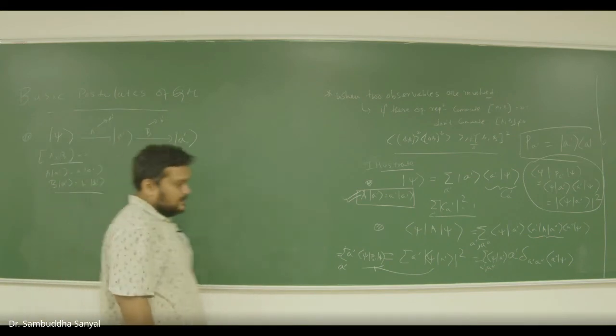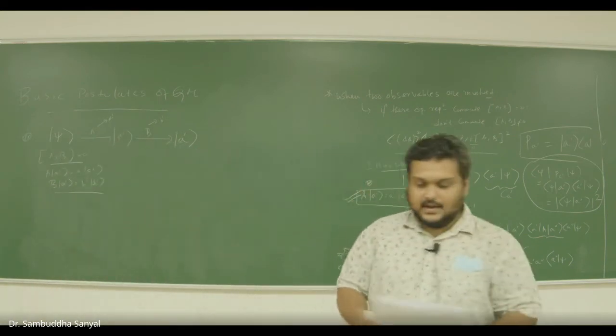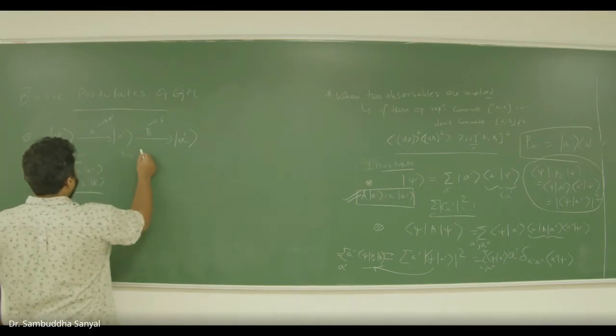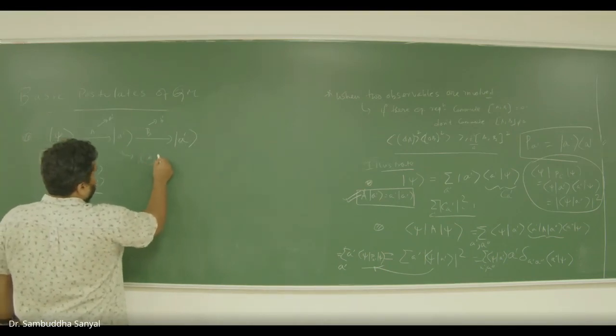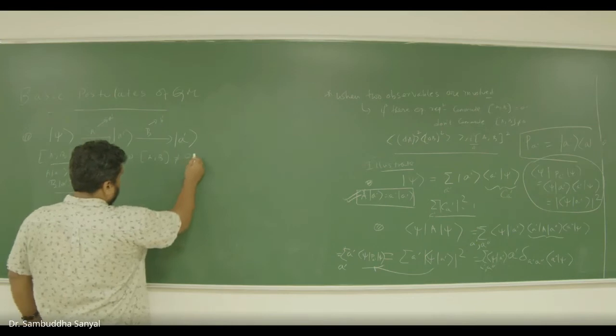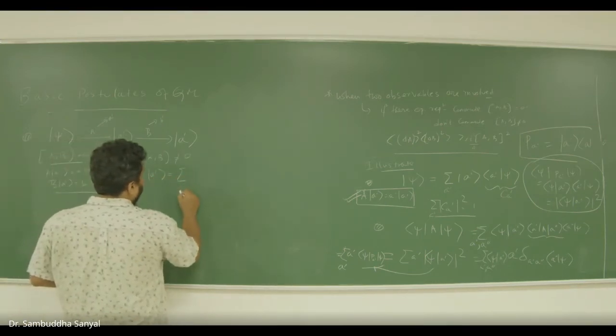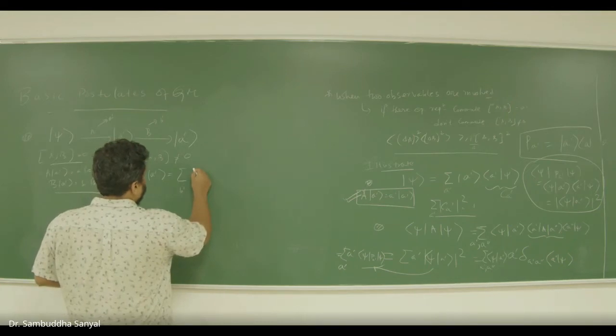But if they are not those kind of eigenkets, if A and B are non-commuting, then you have to express A prime in terms of B prime.